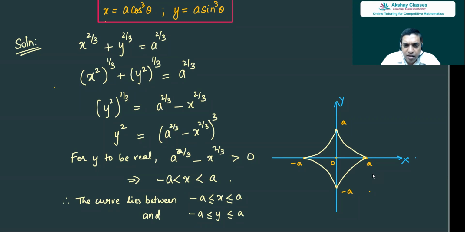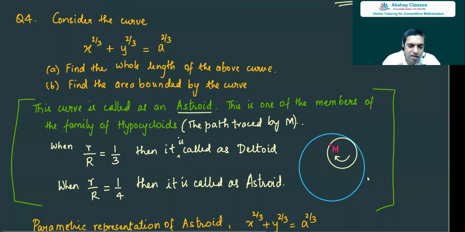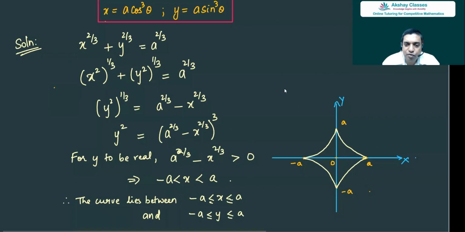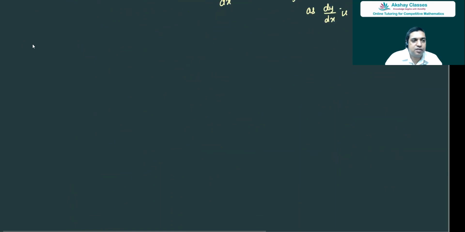Now our question, we'll do it first by Cartesian method, and then we'll go by parametric method. Now let us go by Cartesian method. First, I want to find the length of this curve. So 0 to a, I want to find the length of this curve. If I find this length, then multiplied by 4, I can find the entire length of the curve. So, finding the length of the curve.